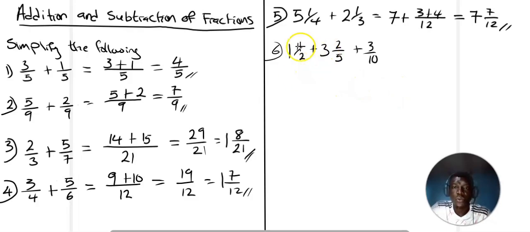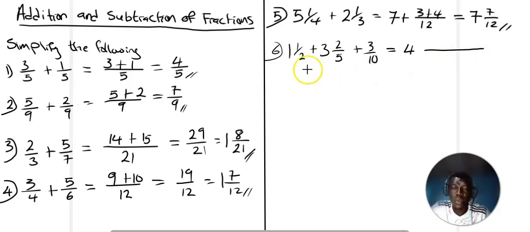Question: we have one proper fraction. We use the same method. So the first thing we have to do is to add up the whole numbers, right? So we have 1 and 3. These are the only whole numbers we have. 1 plus 3 will give us 4. All right, 4. Then we'll find the LCM of 2, 5, and 10.